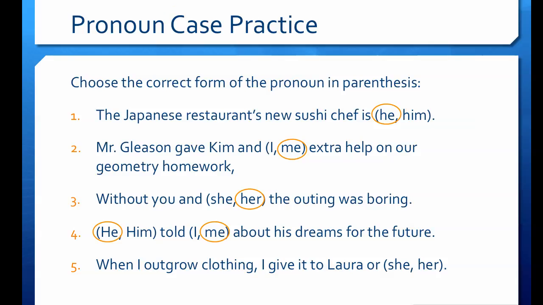And number 5, when I outgrow clothing, I give it to Laura or blank. Here, I need to figure out, again, what part of the sentence I'm looking at. I have the preposition to, therefore I need the object of the preposition to be what I'm filling in here, which means I need the object form her. Just like we did in number 2 and 3, I can cross out the compound part to make sure this is the correct version. I give it to her. We can again hear much more easily that her is the correct form as opposed to she.